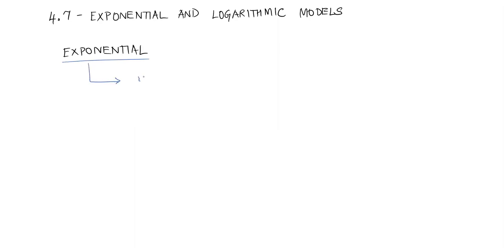Here it's rapid growth, right? So when we talk about exponential, let me just write here growth, because you could also have exponential decay. So I'll just write exponential growth. Here we use the function y equals a naught e power kt.